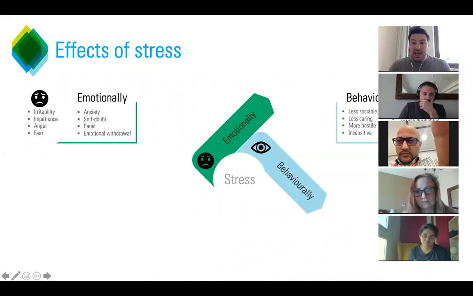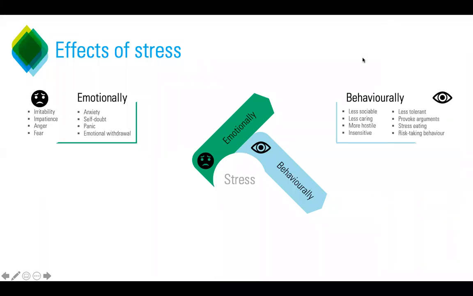If we move to behavior, then we become less sociable often when we are stressed, because we go a bit more internal and only focus on ourselves and how we can deal with this situation, so we don't necessarily interact with others. Potentially less caring and also more hostile to others as well. We become less tolerant about other people's perceptions and how they perceive things, and we might even provoke arguments on the back of that. We could stress eat, so because we're under stress, we might turn to food.